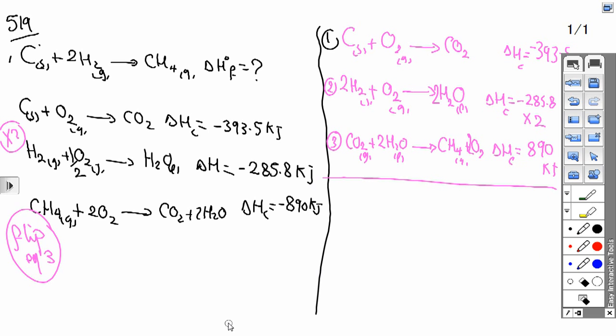To check the validity of these three reactions, we should get the main equation after adding these reactions after modification. How?